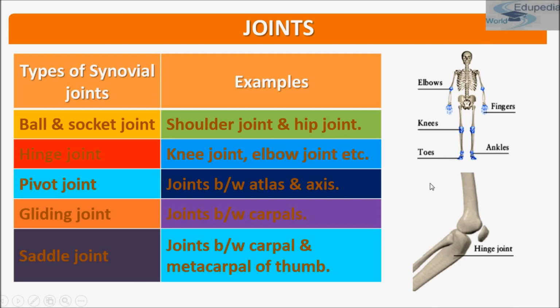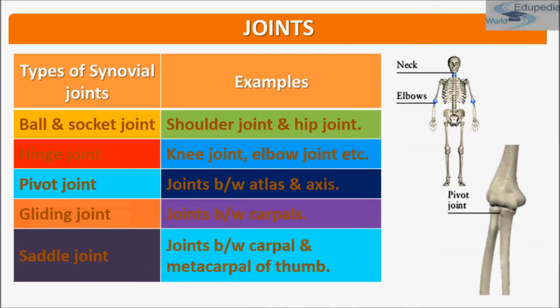Okay, then comes pivot joint. It is between atlas and axis. Here rotation of one bone around the other takes place. See, rotation of one bone around the other takes place. Example is your neck and elbow.